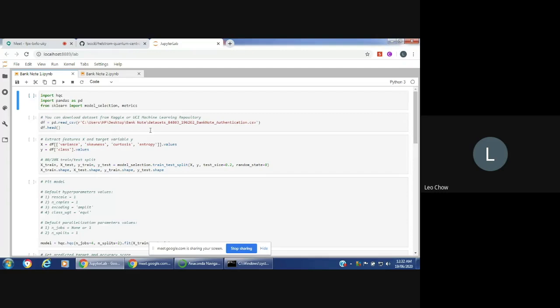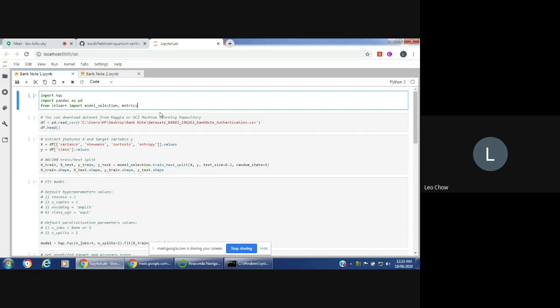So I'm going to show a quick tutorial on how to use the HQC package. First of all, you have to obviously import all your libraries. At the top here, you have your import HQC, which is the HQC package. I'm also going to import some of the other packages that I'm going to be using for this tutorial, namely pandas and Scikit-learn model selection and metrics.